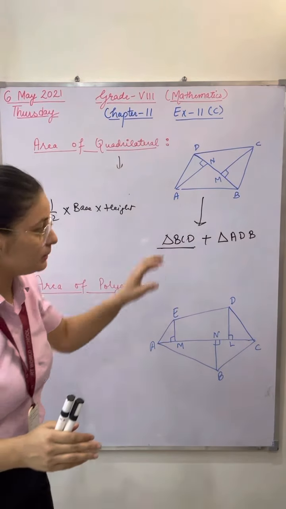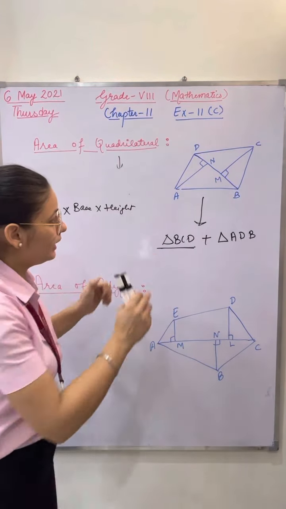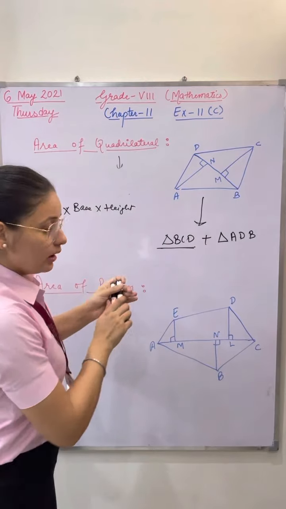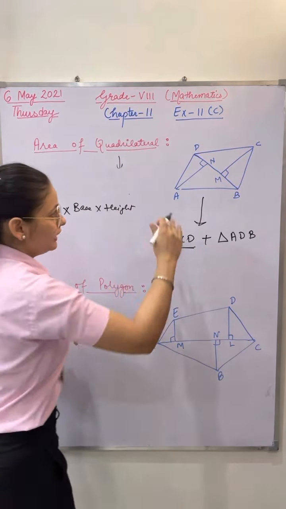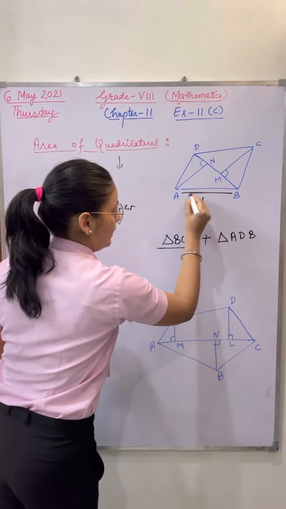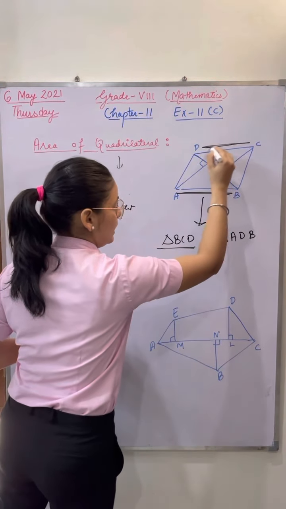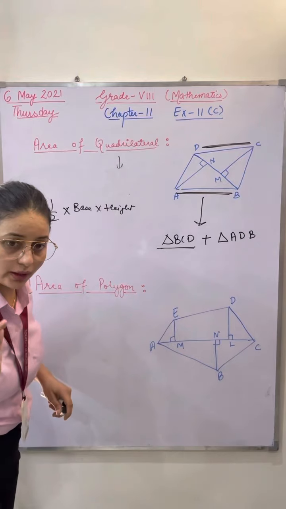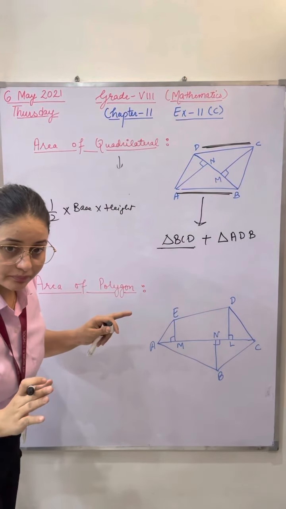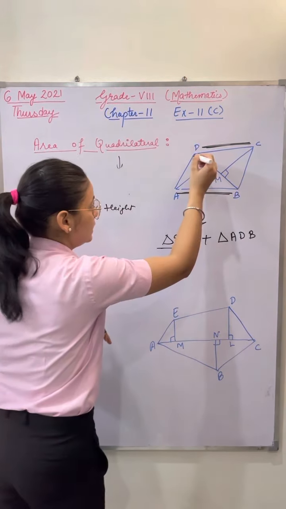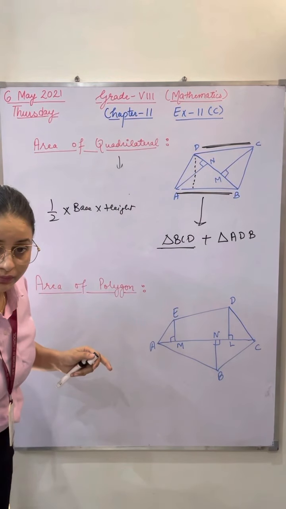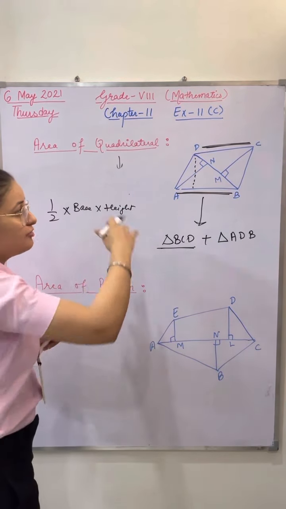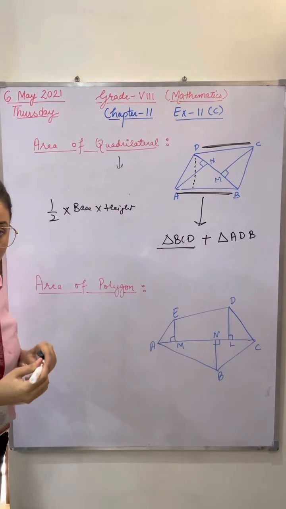Chaitanya, you are saying base into height. What is the base? Base into height is for a parallelogram. Chaitanya, if it is a parallelogram, this should be a base, or this should be a base. That should be given to us. But this is not given. This is the height of the parallelogram. That is also not given to us. So you can't take out the area of the parallelogram here.